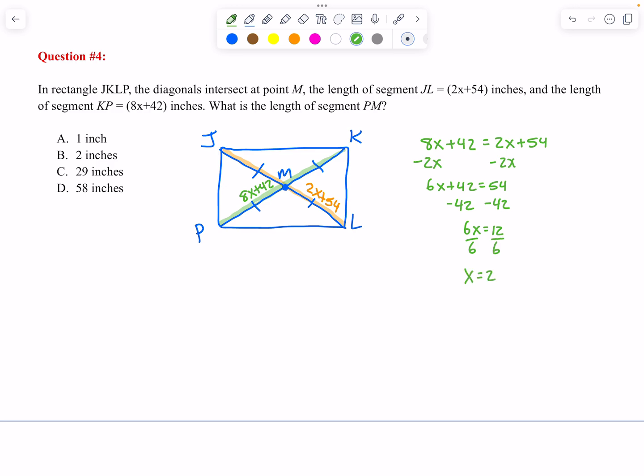Now we just need to plug it back in. So I'm going to plug it back into the 2 times x. So 2 times 2 plus 54 is 4 plus 54, which is 58. But then we only need half of the diagonal, because we're looking for PM right here. And so 58 divided by 2 will give us 29. So the answer would be C. All right, so that's it for this standard.